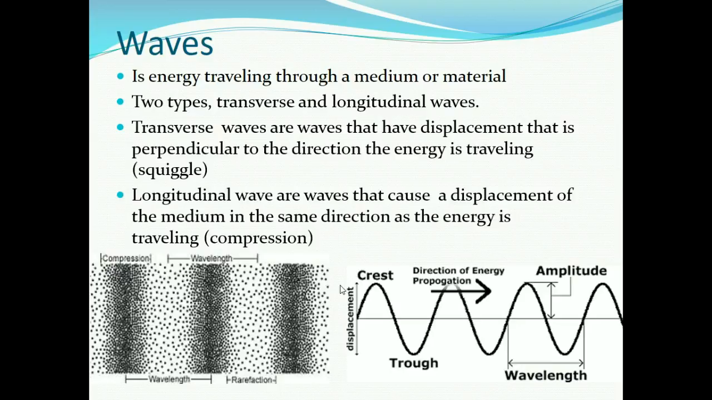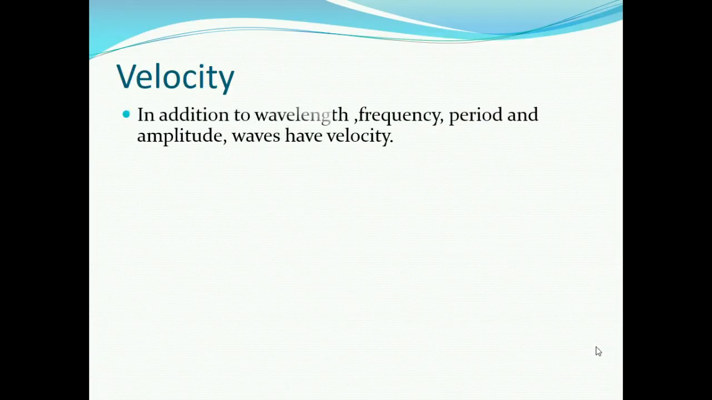And then transverse waves. Light is a transverse wave. And transverse waves move back and forth. And velocity is something that a wave has that simple harmonic motion does not. So simple harmonic motion and waves both have frequency, period, and amplitude. Waves have wavelength and velocity, unlike simple harmonic motion.